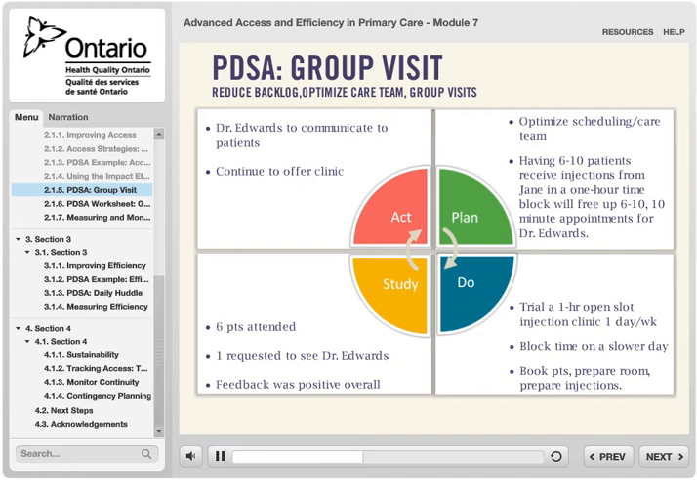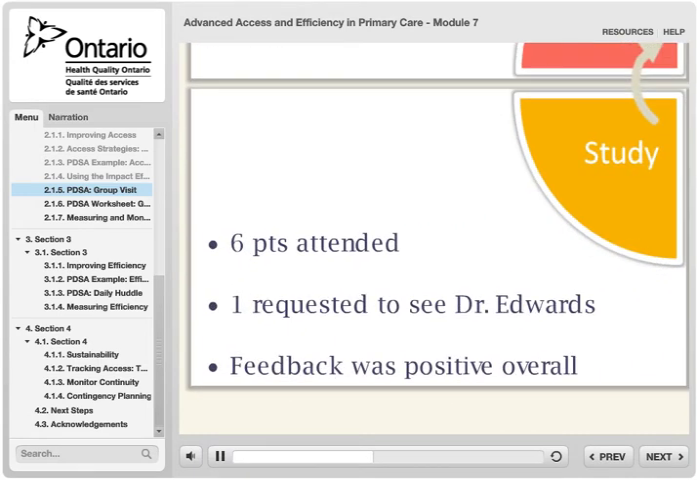The team compared the data they collected to their predictions. 6 patients showed up for the clinic as scheduled and were positive about the experience when asked. 1 patient requested to see Dr. Edwards and was squeezed in at 11:15. Dr. Edwards explained the purpose of the clinic and recommended that he attend for his next injection.